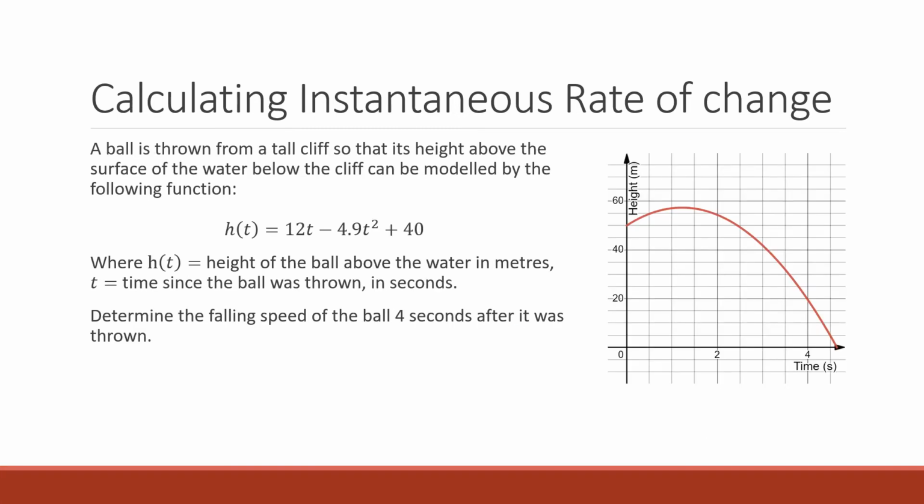Right, now second example. A ball is thrown from a tall cliff so that its height above the surface of the water below can be modeled by the following function, where h(t) is the height of the ball above the water in meters, and t is the time since the ball was thrown in seconds. We have to determine the falling speed of the ball 4 seconds after it was thrown. So we're looking at this point here, and we're going to go from there.